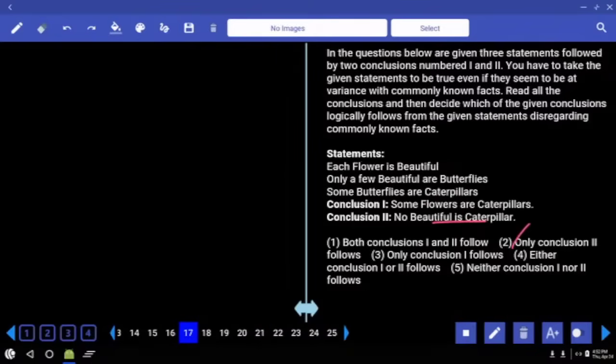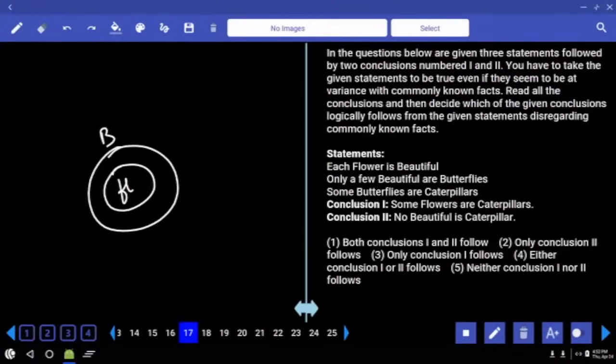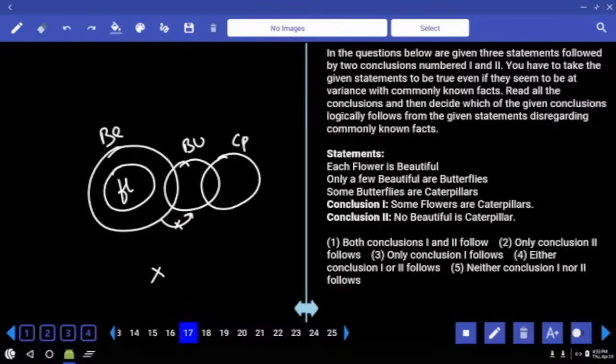Then 17. Each flower is beautiful. Each means all. All flowers are beautiful. Only a few beautiful are butterflies. Only some beautiful are butterflies, but not all. And some butterflies are caterpillars. Then some flowers are caterpillars, that is false. And no beautiful is flower. No beautiful is caterpillar, that is definitely true.